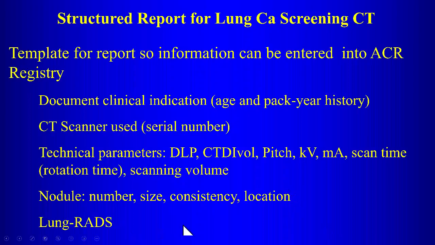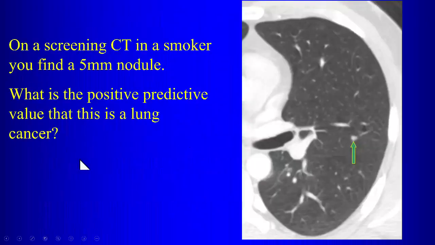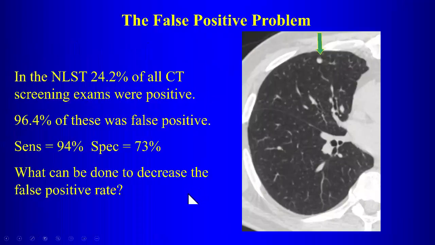And then we give an overall Lung-RADS score, and the thing about Lung-RADS is it also tells us about management for the patient. So on a screening CT in a smoker, you find this 5 millimeter nodule. What's the positive predictive value that's a lung cancer? High or low? How low? Very low, even lower than that.